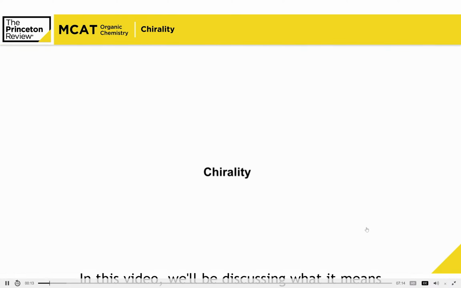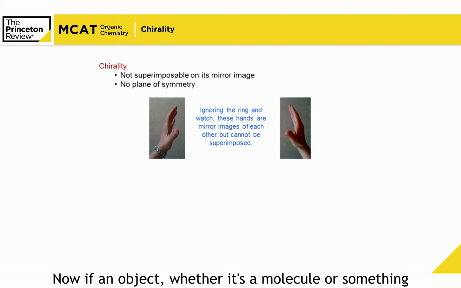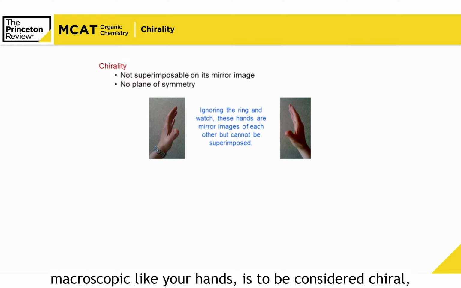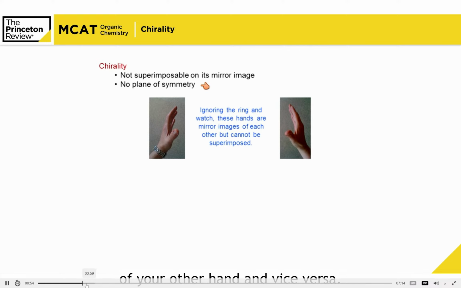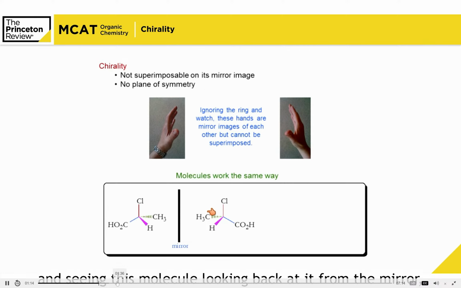In this video, we'll be discussing what it means for a molecule to be chiral. Now, if an object, whether it's a molecule or something macroscopic like your hands, is to be considered chiral, what that means is that the item is not superimposable on its mirror image, and vice versa. But if you take a molecule and look at it from the mirror, it won't line up.